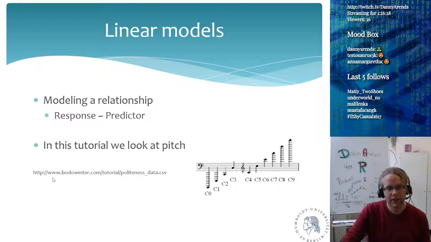So the data set is here, and you can directly load it in R. That's one of the nice things about R. You can directly load data from a URL, so you don't have to download the data set. It's not a very big data set, so you could just download it.